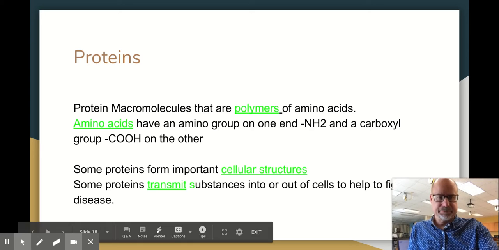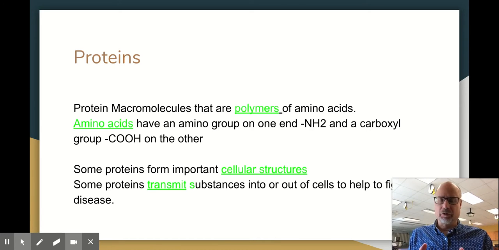So, proteins. We've talked in our macromolecules about carbohydrates, lipids, and nucleic acids. Now we talk about proteins. Proteins are all about getting everything done. The other macromolecules generally have one, maybe two functions. This one is the one that does all the rest.